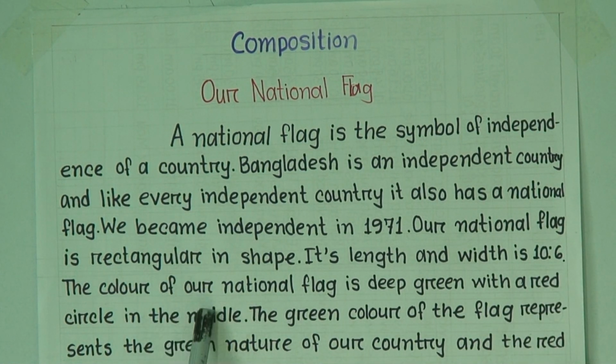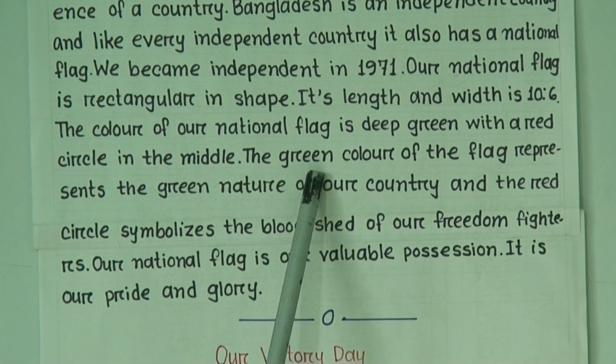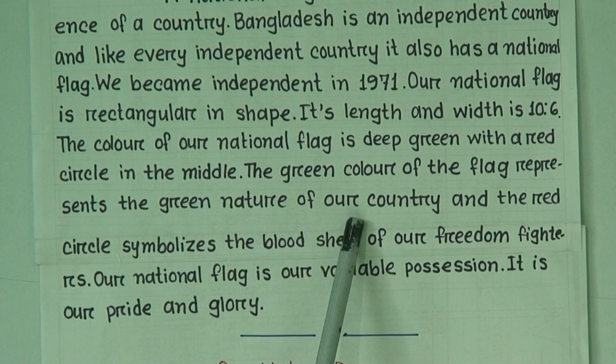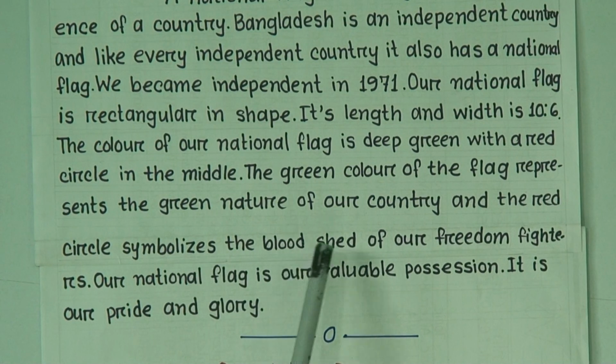The color of our national flag is deep green with a red circle in the middle. The green color of the flag represents the green nature of our country, and the red circle symbolizes the bloodshed of our freedom fighters. Our national flag is our valuable possession. It is our pride and glory.